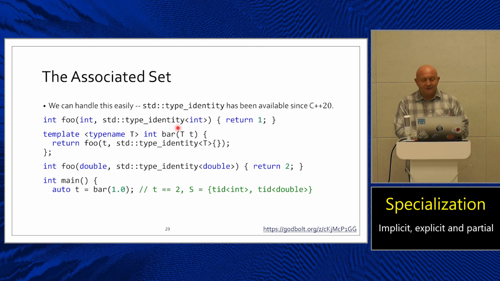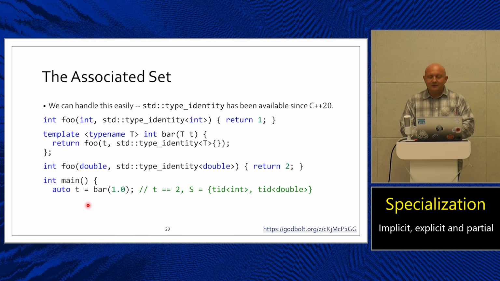And now, when the compiler performs the second phase lookup, it searches the associated namespaces of all argument types. This includes the namespaces where std::type_identity and our two overloads are defined. As a result, the compiler finds our foo(double) and type_identity<double>, which is a better match, and the call correctly resolves to print 2.